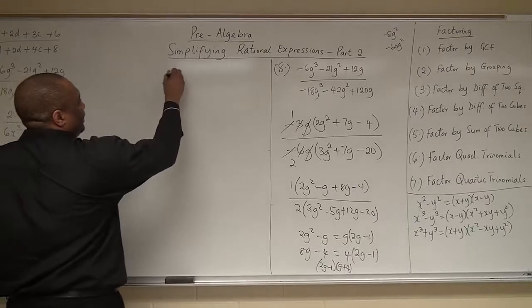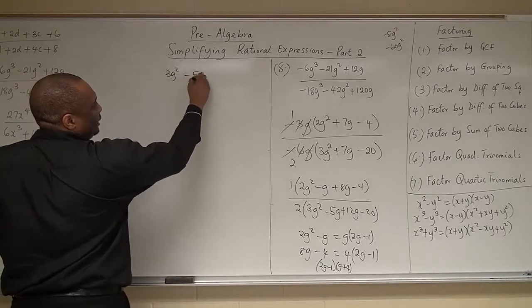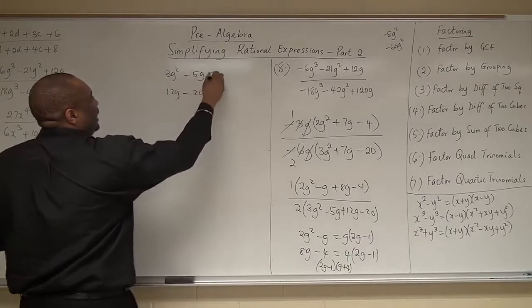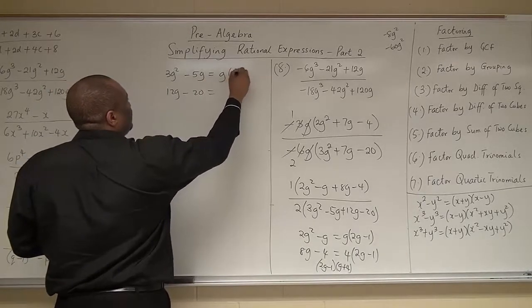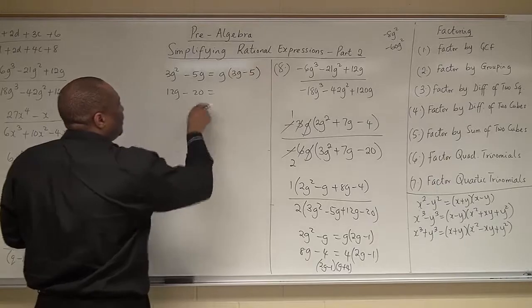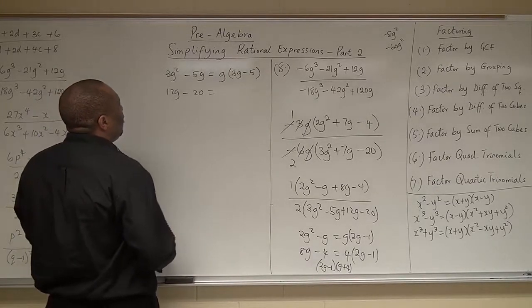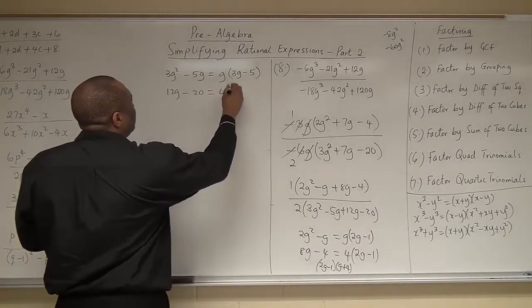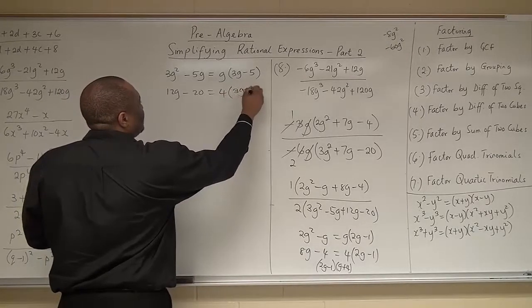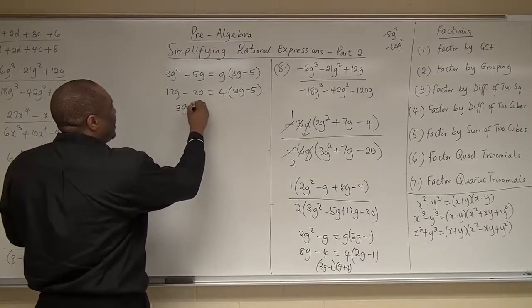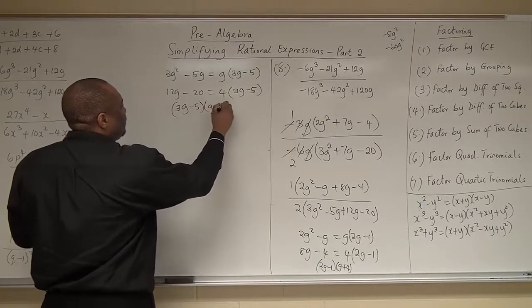Denominator, we have 3g squared minus 5g, and then we have 12g minus 20. Here this is g, what is remaining? 3g minus 5, and here this is a 4 can go, and what is remaining? 3g minus 5. So what we got here, 3g minus 5 times g plus 4.